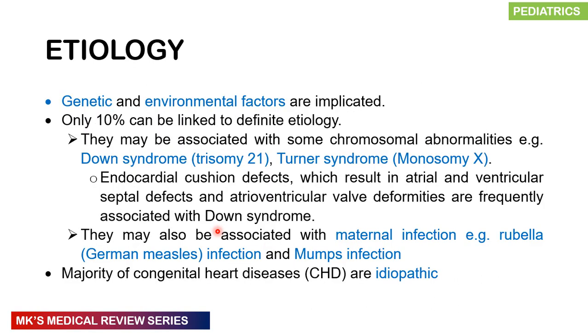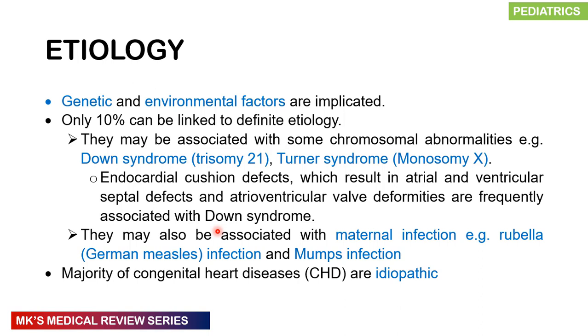Then what actually does cause congenital heart disease? This is just pretty much an overview. You may have genetic and environmental factors that have been implicated. Only 10% actually can be linked to a definitive etiology. So there is a common association with certain chromosome abnormalities like trisomy 21 and Turner syndrome, which is monosomy X.